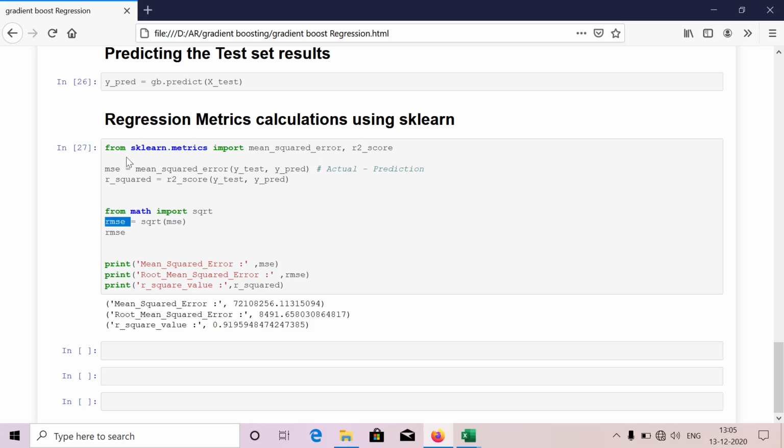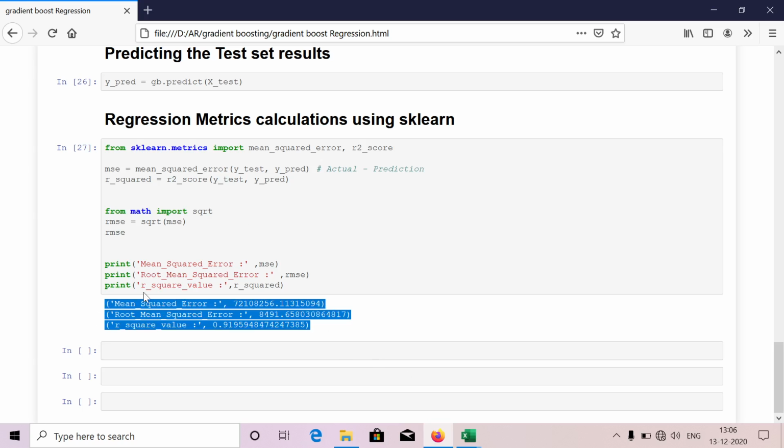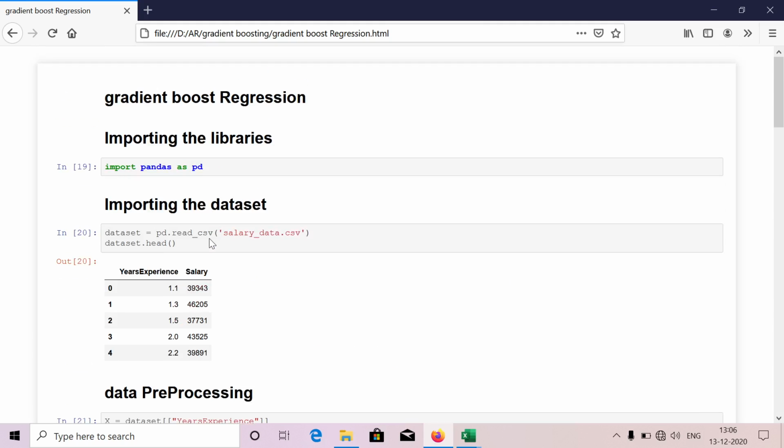Here I am displaying all the results. This is my MSE, 72108,256. Similar way, the r square score, which I am displaying here, is 0.91. Here I got the efficiency of our model as 0.91, meaning 91% efficiency. Okay, here the RMSE I got from here and am displaying is 8491. By using these metrics we can assess whether our model is efficient or not.